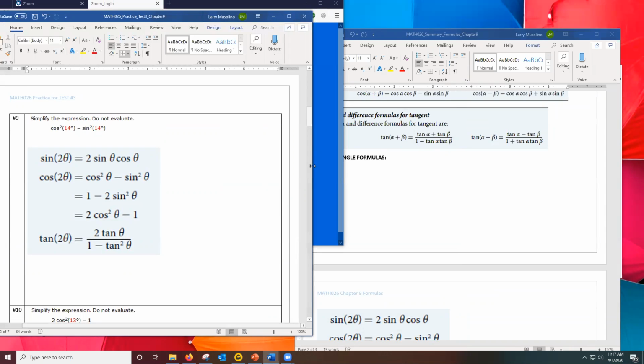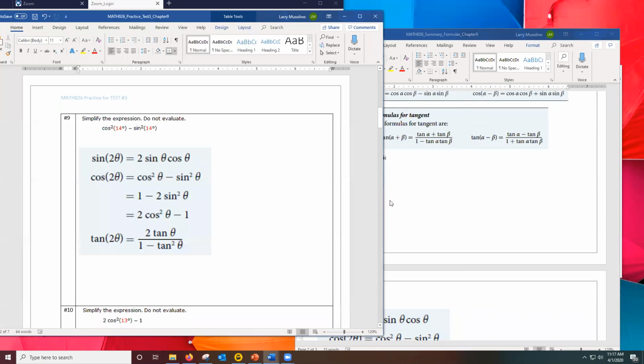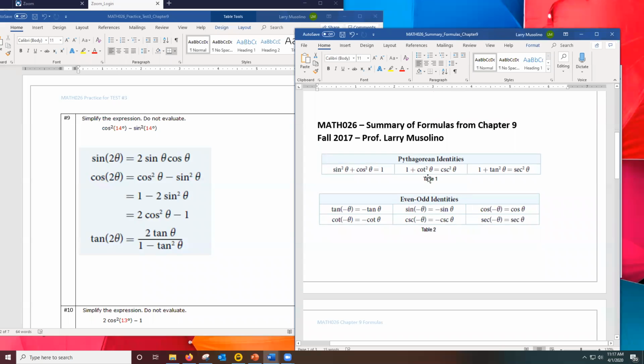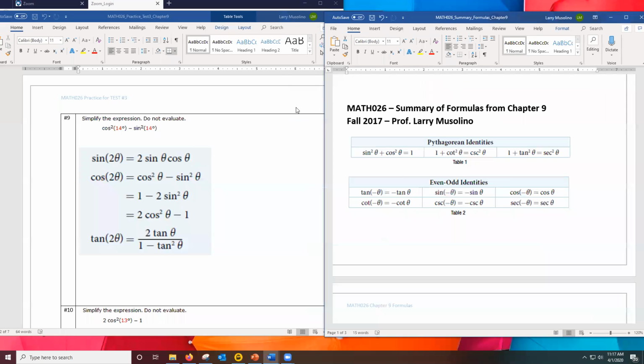All right, folks, so let's do the practice test. And I'm going to keep this chapter 9 summary handy because we might need it. All right, so I'm going to problem 9. It said simplify the expression cosine squared 14 degrees minus sine squared 14 degrees. Notice it says simplify the expression, do not evaluate. So what I need to do is look for some formula that matches up to this expression they're giving me, and I can use that formula to help me simplify. Well, when I go to this chapter 9 summary, I'm noticing here is a cosine squared minus sine squared right here.